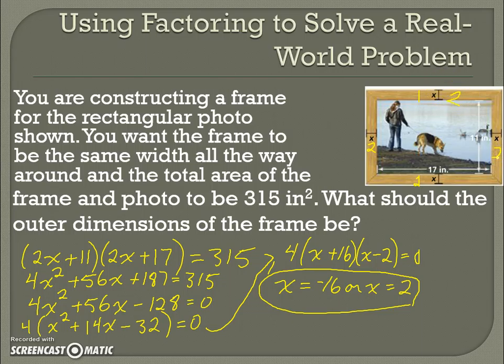I want to know what is the outer dimensions. Well, if this is 17, then this is 2, and this is 2, so I need to add 4, so it's going to be 21 by, and then if this is 11, I add 2 and 2, so that's 11 plus 4 is 15. So the dimensions of the photo are going to be 21 inches by 15 inches.